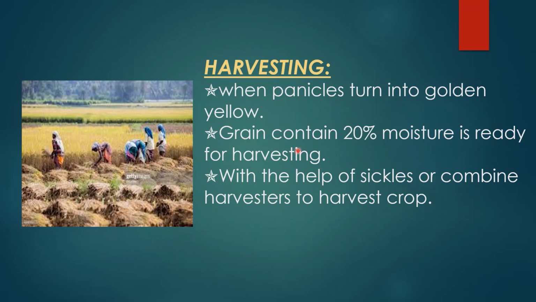Grain containing 20% moisture is ready for harvesting. We have to check the moisture content of the grains; those which contain 20% are ready for harvesting. With the help of sickles or combine harvesters, we harvest the crop. Harvesting with sickles requires a large amount of labor. The combine harvester is the modern technology of harvesting. One machine will harvest a large amount of land in less time.